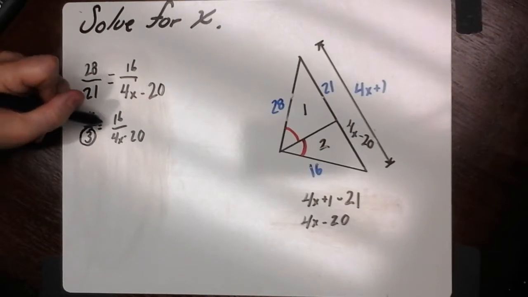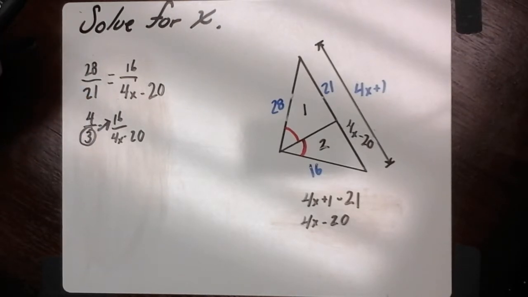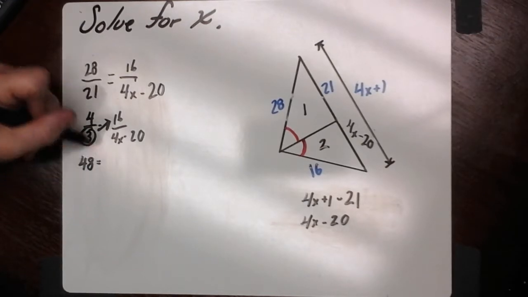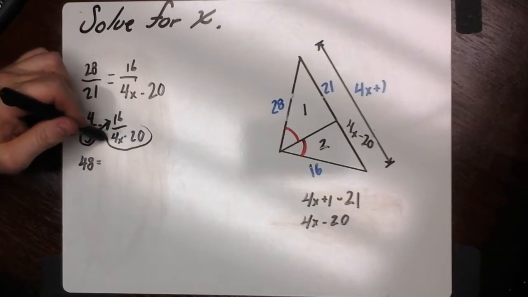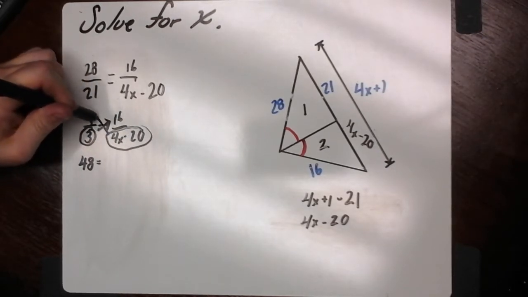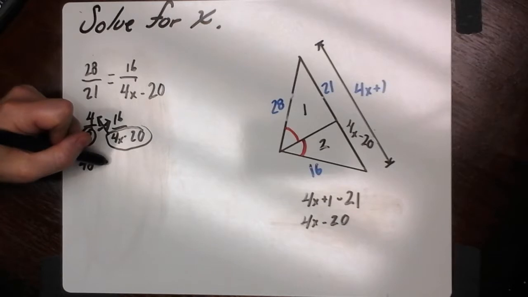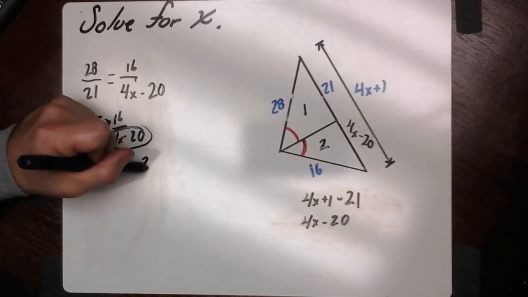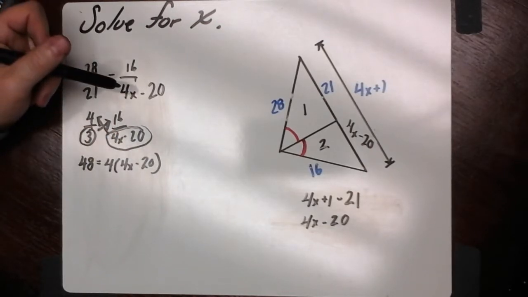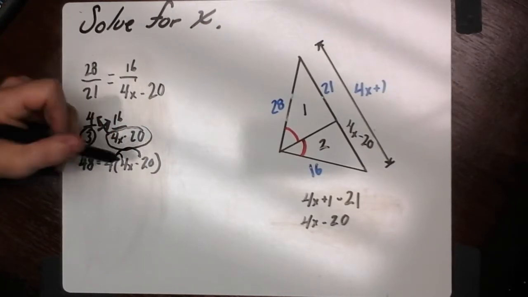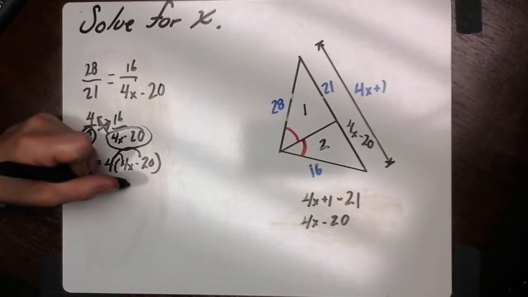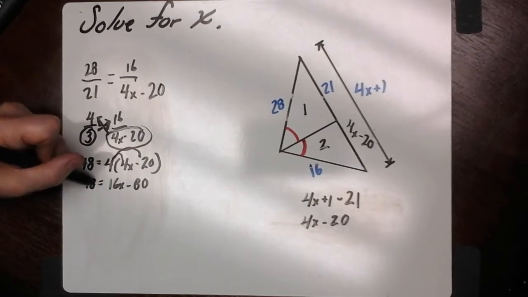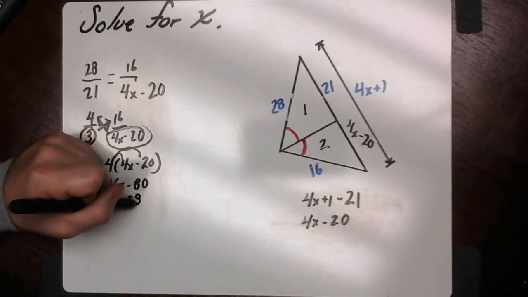Now I'm going to cross multiply. This guy's going to multiply the 16, and that's going to give me 48. Then the 4x minus 20, that whole expression is going to multiply the 4. So I'm going to have to distribute because the entire expression needs to get that 4. So I'm going to distribute the 4. I'm going to get 16x minus 80 equals 48. Then I add 80.